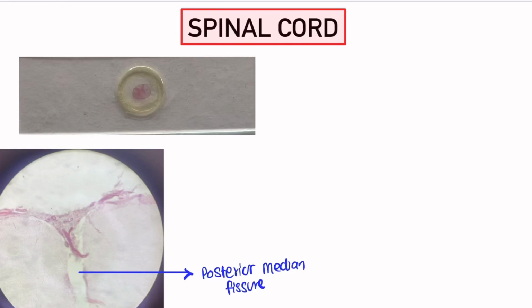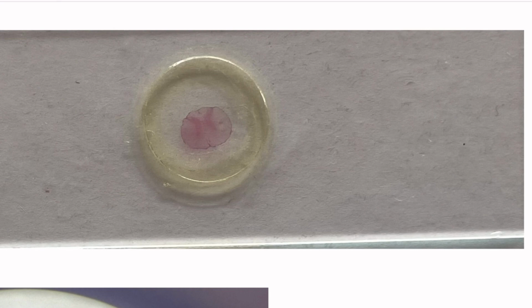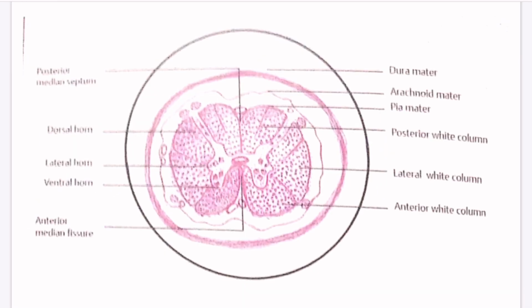Histology of spinal cord. So this is the slide of spinal cord. If you look here closely, you can clearly appreciate a spinal cord. Let's look at the basic structure of spinal cord. Outermost there is dura mater, then arachnoid mater, then pia mater covering the spinal cord.